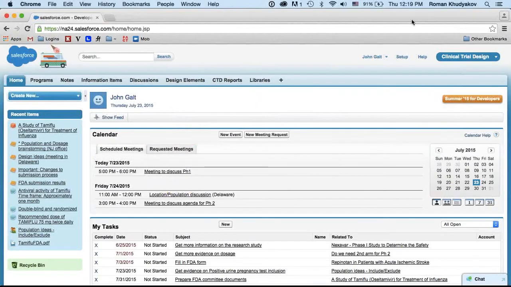Hello, everyone. I'm going to do a short demonstration of the clinical trial design tool. As Jim mentioned, this tool is built on top of the Salesforce platform called Force.com or Salesforce One, and is totally configurable based on customers' requirements.